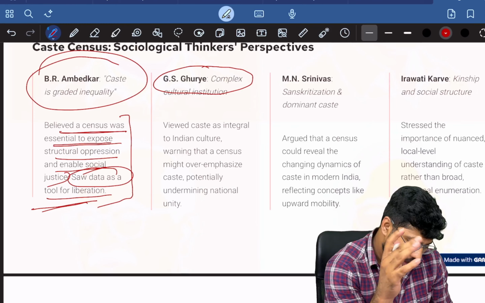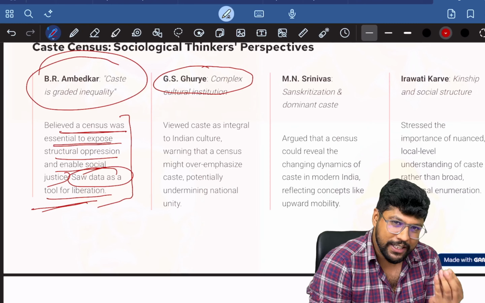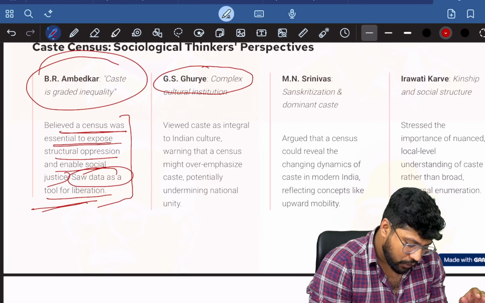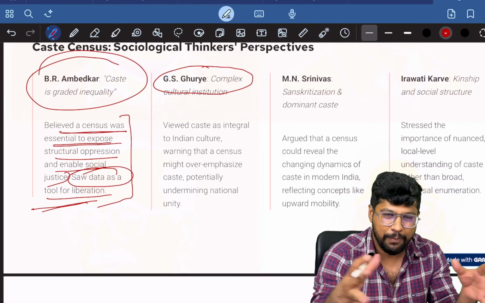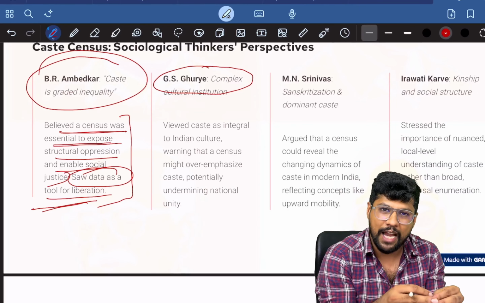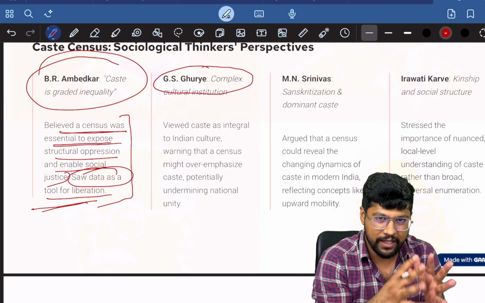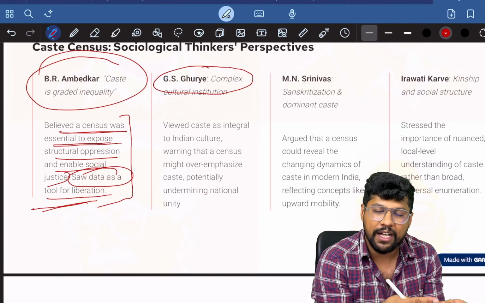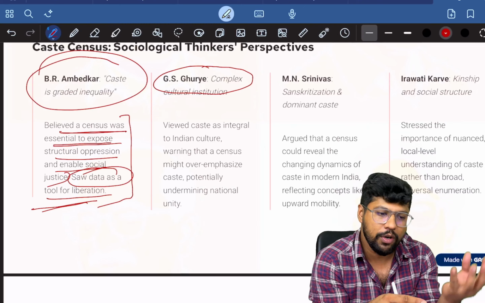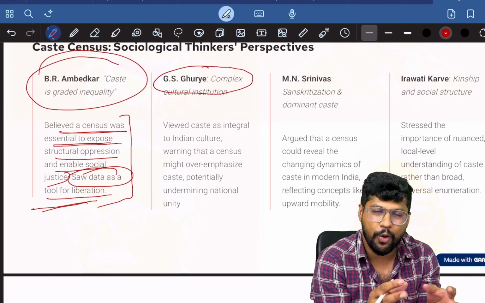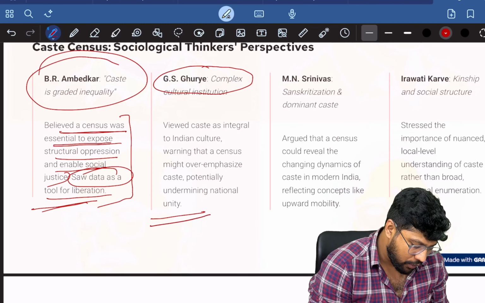So caste is everywhere. If we conduct caste-based data collection, this will overexpose the caste aspect and reduce national unity, because people will be divided based on caste. So this will impact national unity. So we don't have to conduct the caste census, because if we do, people start demanding more affirmative action, more reservation. This will lead to socio-economic imbalance and impact national unity. That is the viewpoint of G.S. Ghurye.